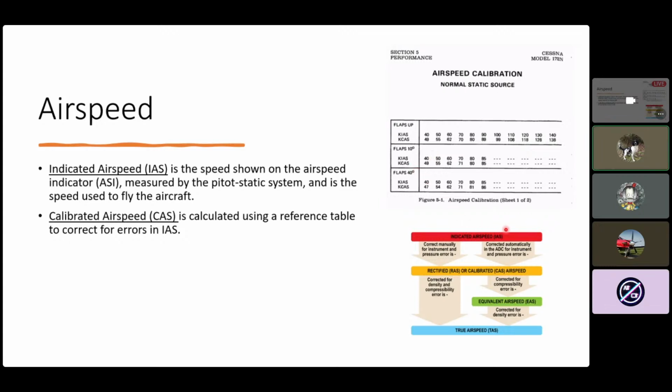Okay, good. As I say, as you can see from the table, it's a couple of knots difference. It's not really affecting you. More importantly, though, is true airspeed. And the reason that's important is because this is the actual speed.